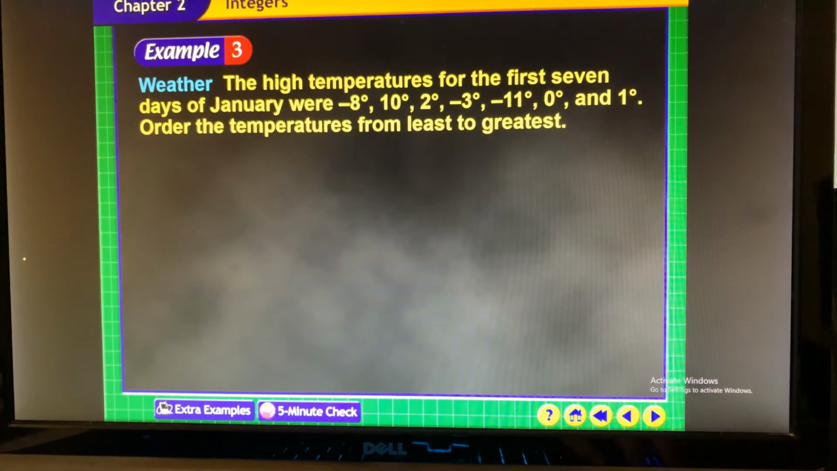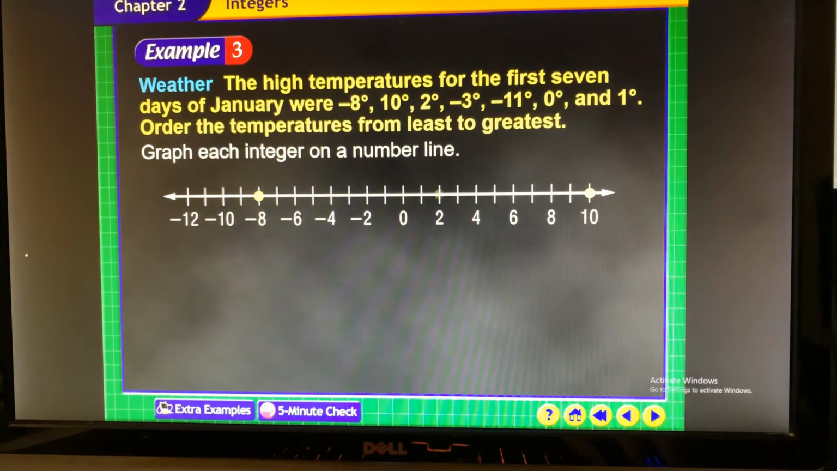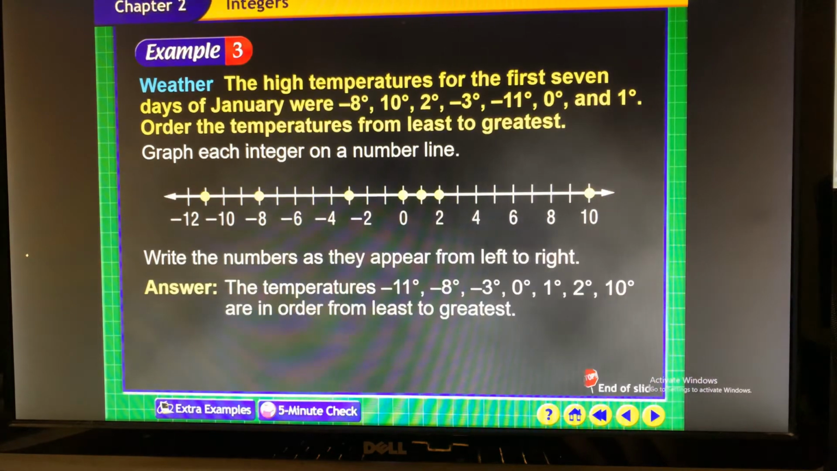The height of the temperatures for the first 7 days in January, you want to put these in order from least to greatest. Remember, the further left it is on the number line, the more less it is. So remember, further left is less. Left is less, left is less. So put those in order. You can pause it and try it. This is what it would be on a number line, and this is what you would want to write.